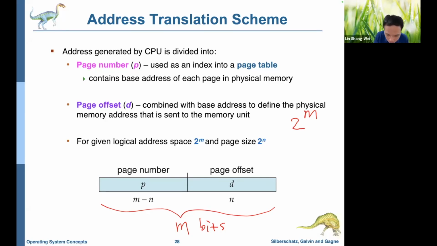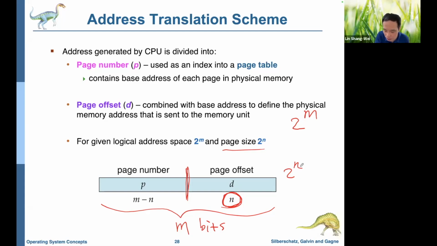When we do the translation, we're going to cut it in half. What would be the left-hand side and the right-hand side? You need to decide your page size. The lowest n bits here would be your page size, which is why we call it the page offset. If you use n bits as your page size, it means your page size will be 2 to the power of n.